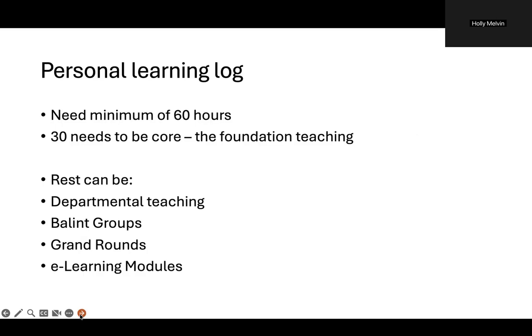So your personal learning log is where you log the hours of teaching that you've done. You need a minimum of 60 hours per year. 30 of it needs to be the foundation teaching that is mandatory for you, and you'll be attending either every week or every other week, depending how your trust works. And the rest of it, if you need to make it up, can be teaching that happens within the department that you're in, the lunchtime teaching.